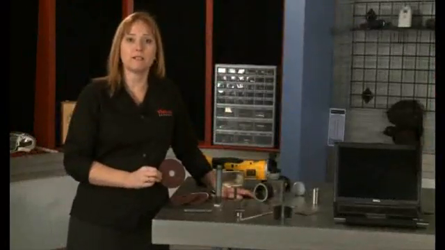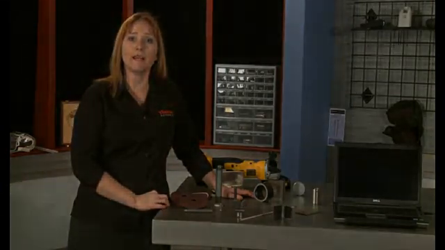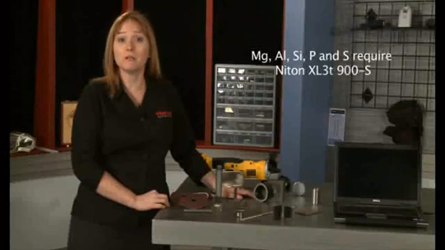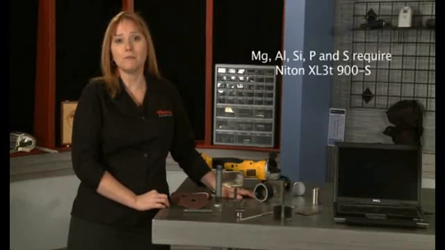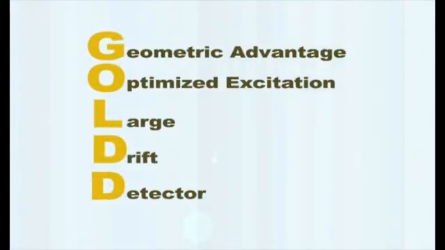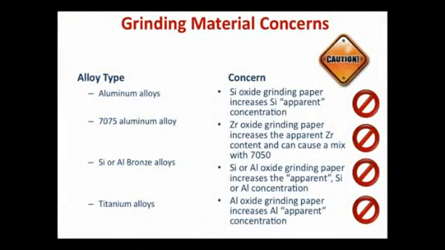Remember also to select an appropriate abrasive. Don't use zirconium oxide grinding paper if you are analyzing for minor amounts of zirconium, like with some aluminum alloys, 7050 for example. Some light elements in alloys like magnesium, aluminum, silicon, phosphorus, and sulfur can't be determined without the use of the high-performance model, the Niton XL3t 900S, equipped with GOLDD technology. When using the XL3t GOLDD instrument, don't use an aluminum oxide grinding paper on an alloy that will be analyzed for low levels of aluminum alloy elements, or silicon oxide grinding paper when low amounts of silicon alloying elements are to be determined. And please, be sure to wear all appropriate personal protective equipment and follow the manufacturer's safety instructions when operating your grinder.